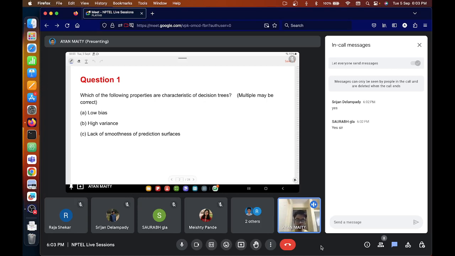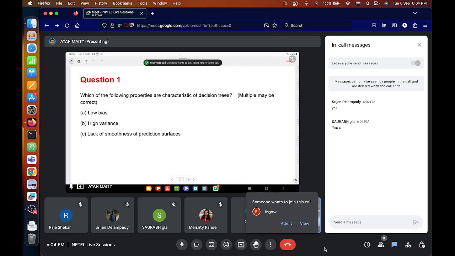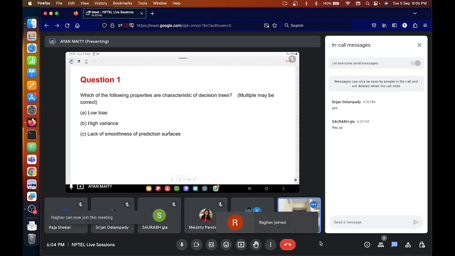This is the first question. Which of the following properties are characteristics of a decision tree? There may be multiple correct answers here. Three options are there: low bias, high variance, lack of smoothness of prediction surfaces. Which of these properties are characteristics of decision trees? You can write your answers in the chat.